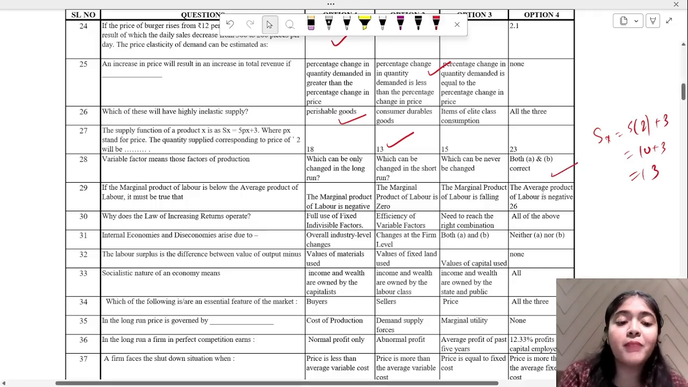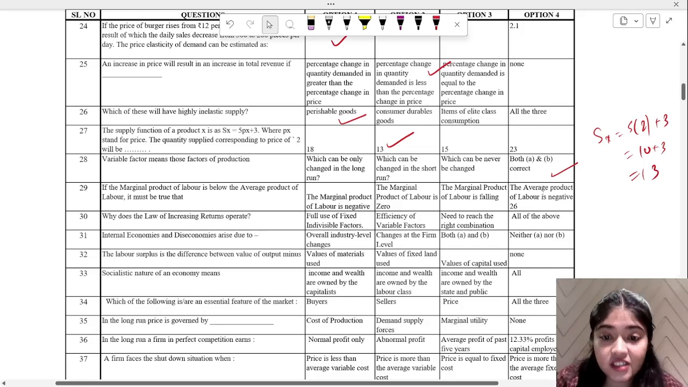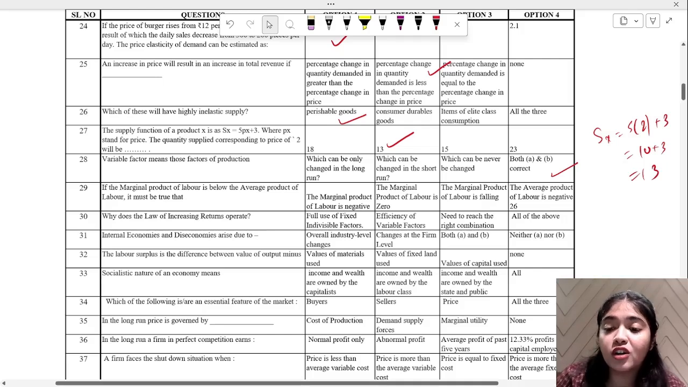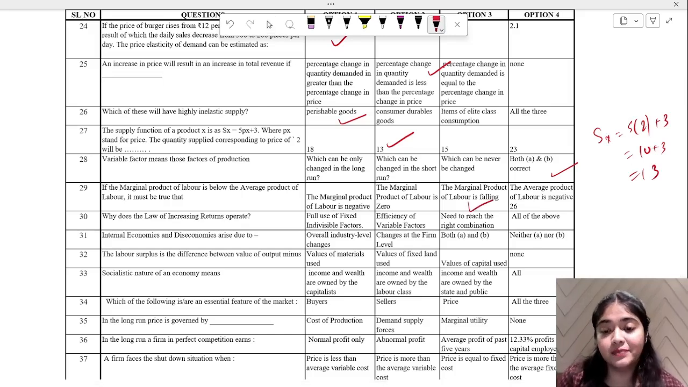Okay. If the marginal product of labor is below the average product of labor, it must be true that the marginal product of labor is negative, or the marginal product of labor is 0, or the marginal product of labor is falling, or the average product of labor is negative. So what do you think is the correct answer? Yes, the marginal product of labor is falling. That is option number 3.